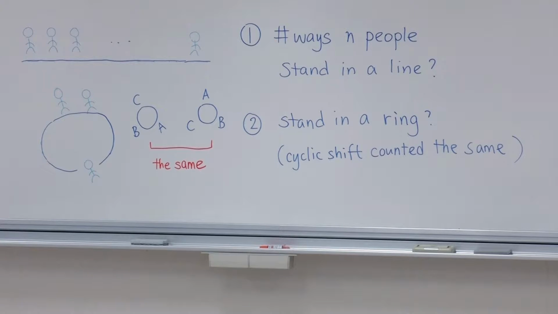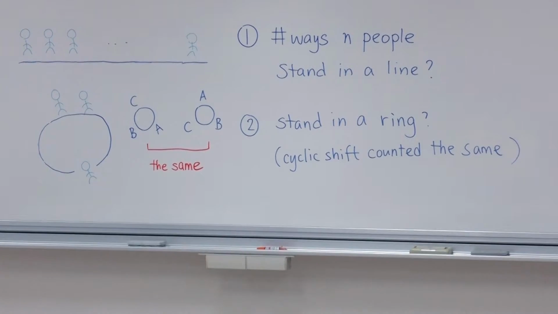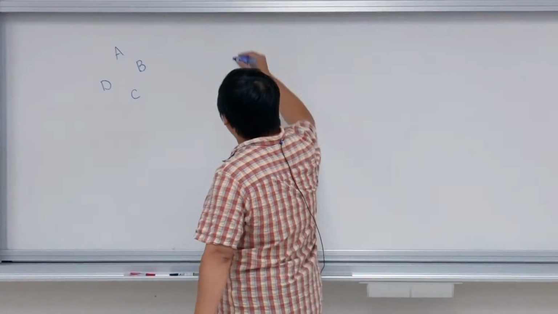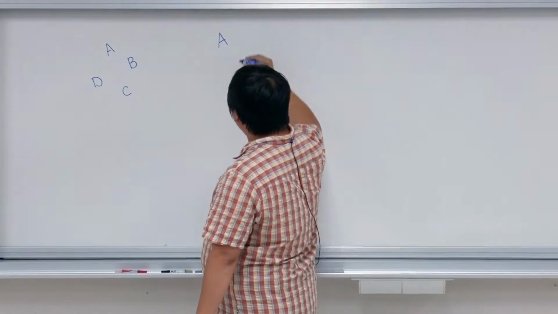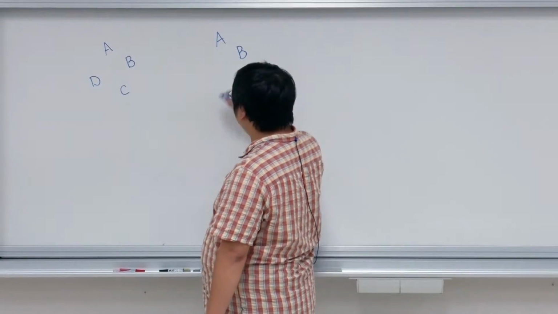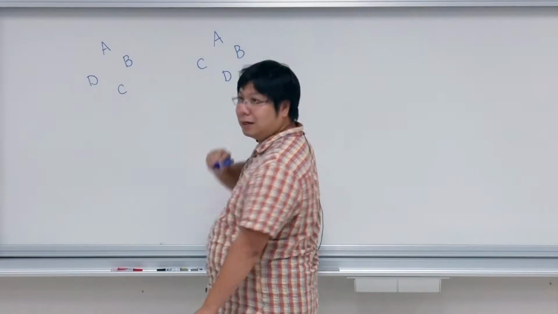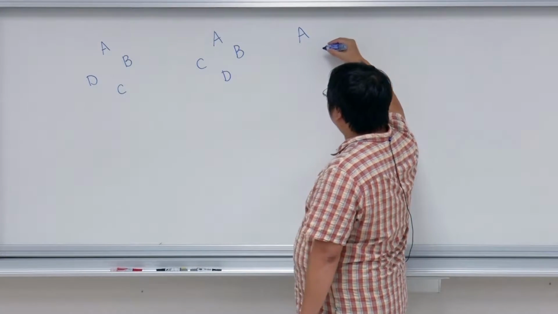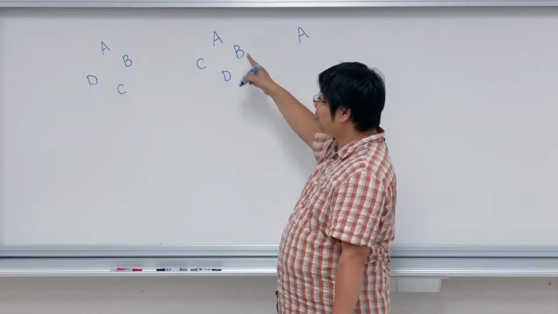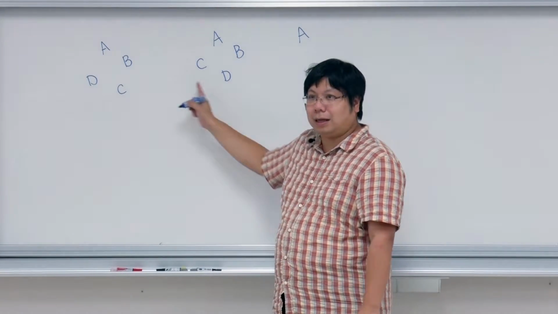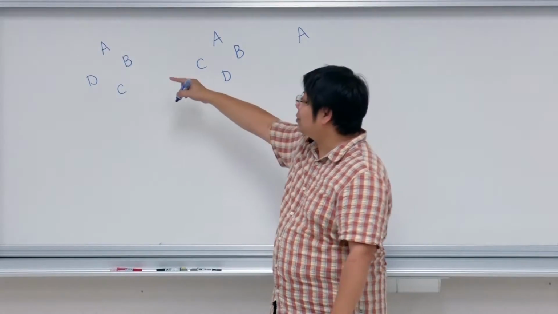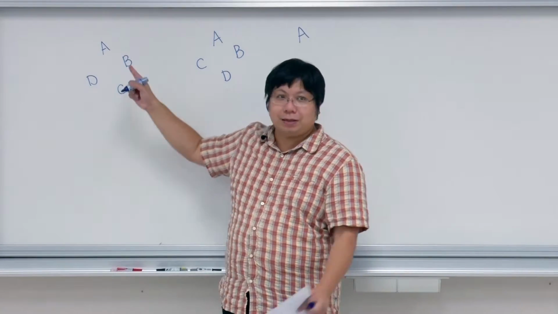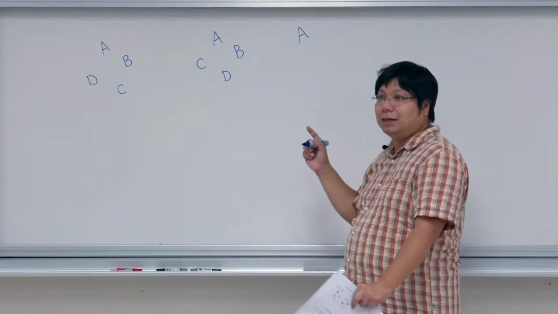Okay, so 4 people, what can it be? We may have A, B, C, D, and then we may have A, B, D, C. So with A, the left hand side of it, let's say you are sitting around the table, the left hand side of A is B. These are the only two cases, right? So we have listed them.